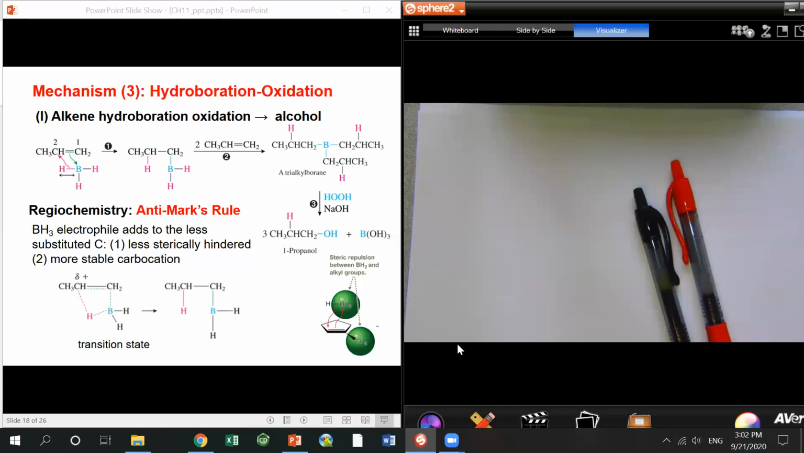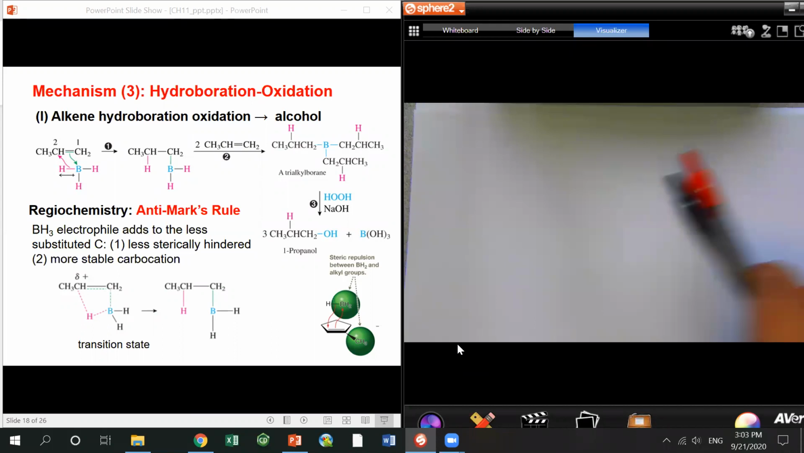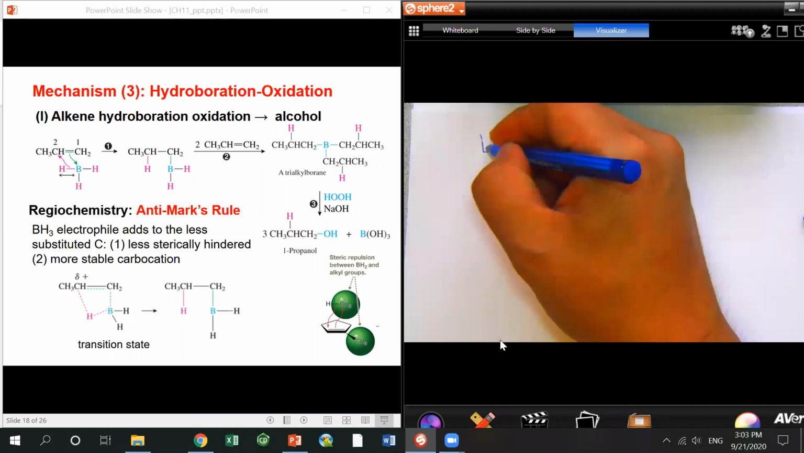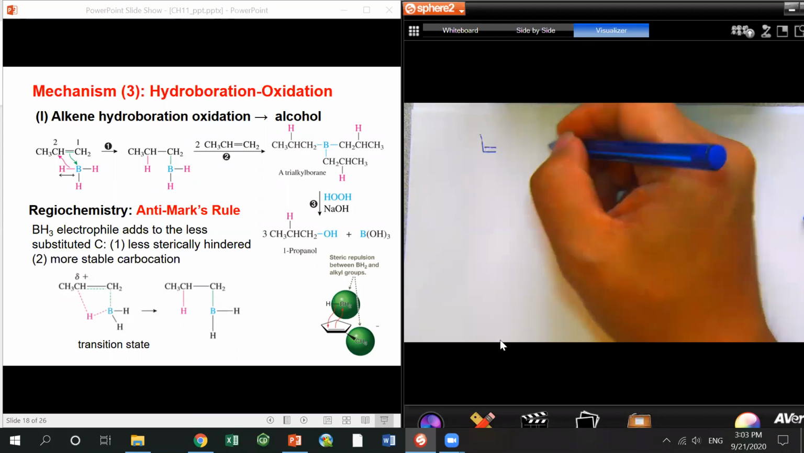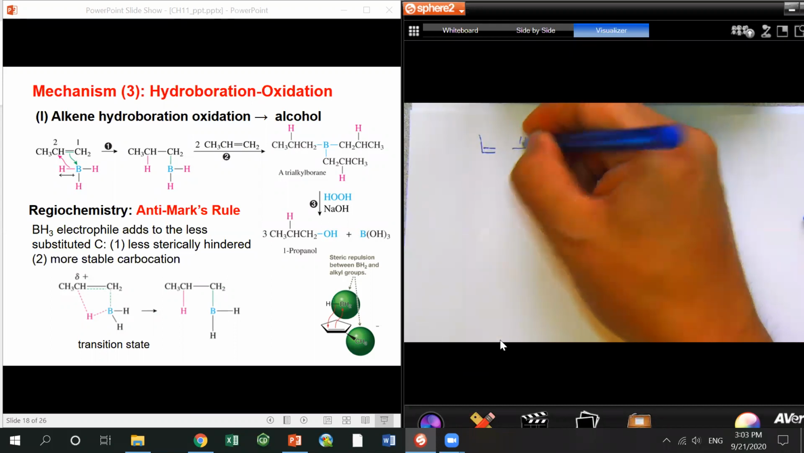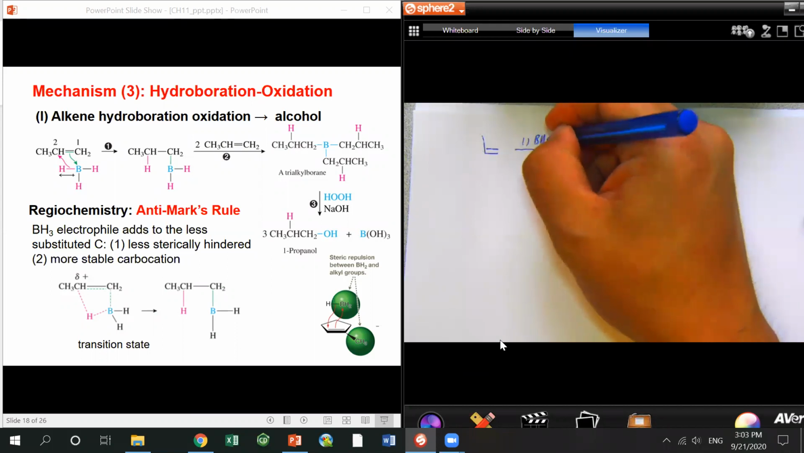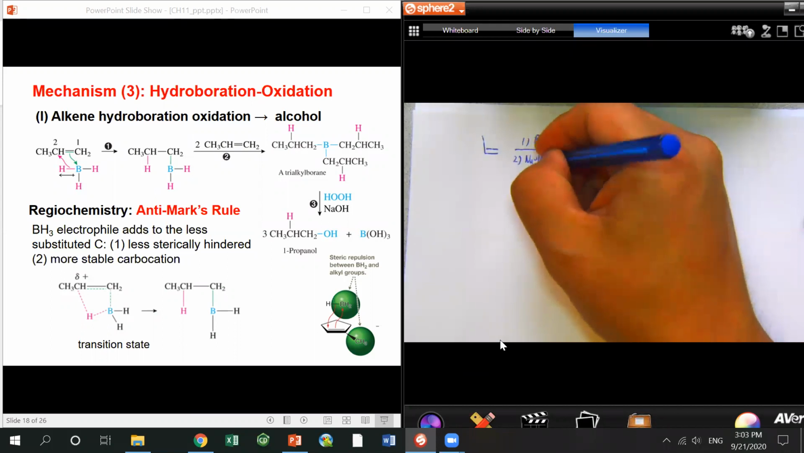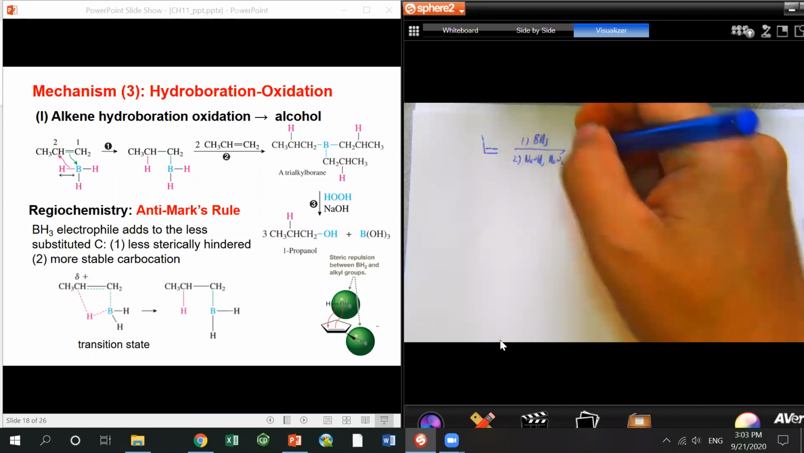Stereochemistry: this one follows syn addition, which is different from mechanism 2. Let me give you some idea of what's going on. For example, we have this alkene and we do the hydroboration oxidation reaction. Remember, first we have borane, and second sodium hydroxide with hydrogen peroxide.